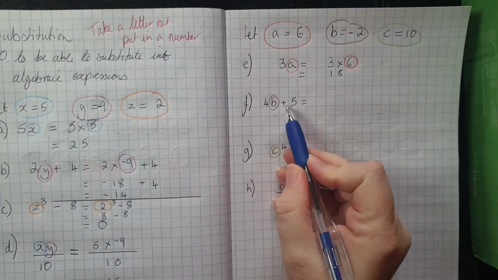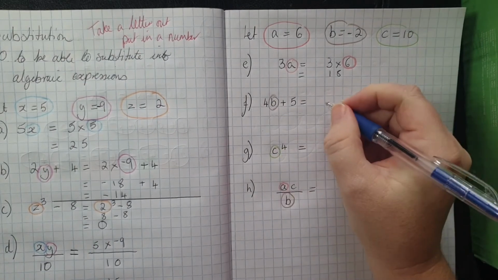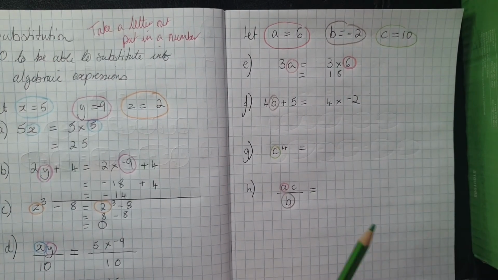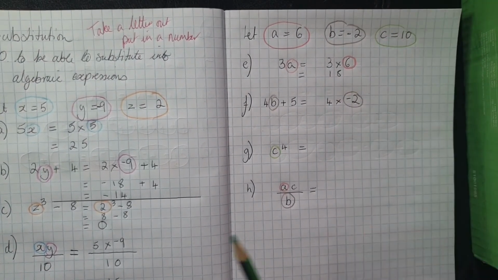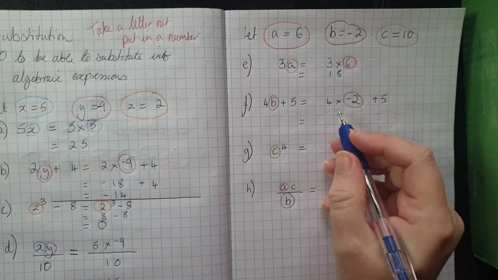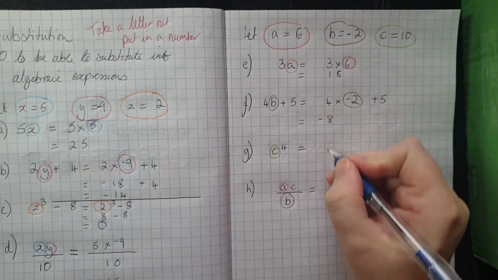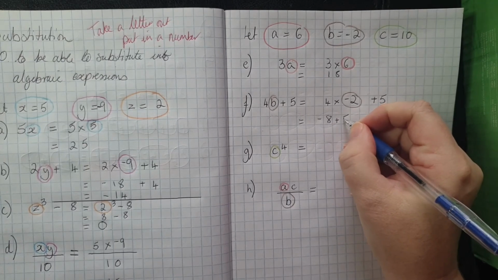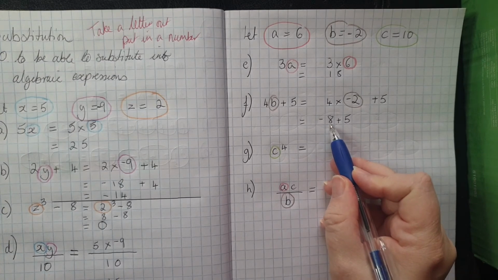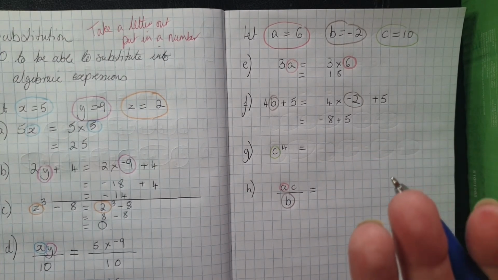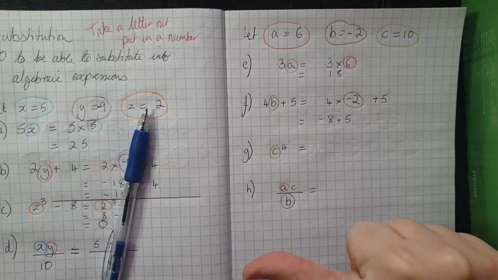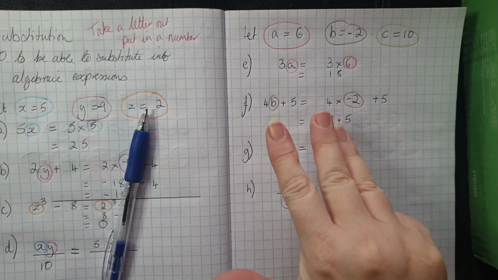B, 4B plus 5. So it's 4 times B, but I'm not writing B, I'm writing -2, and that is B plus 5. 4 times -2 is -8 plus 5. -8 plus 5, so we're going up, so we're going to go towards 0 through 0 and up, so -8, -7, -6, -5, -4, -3.